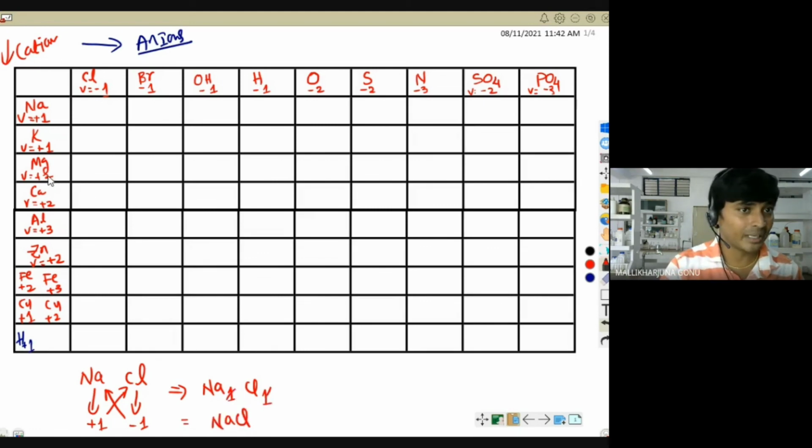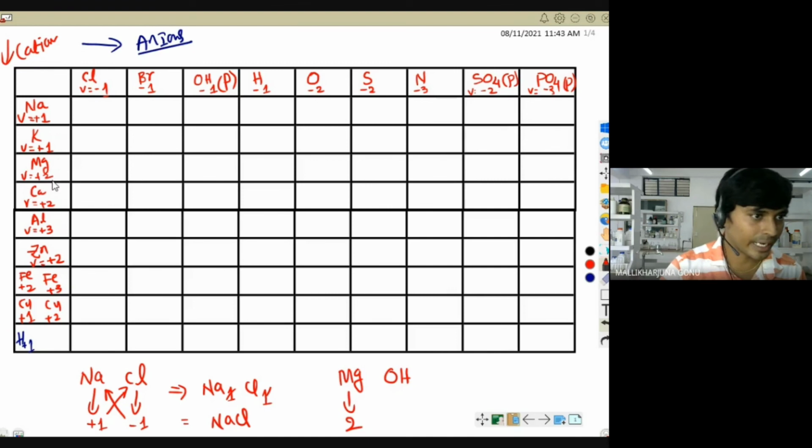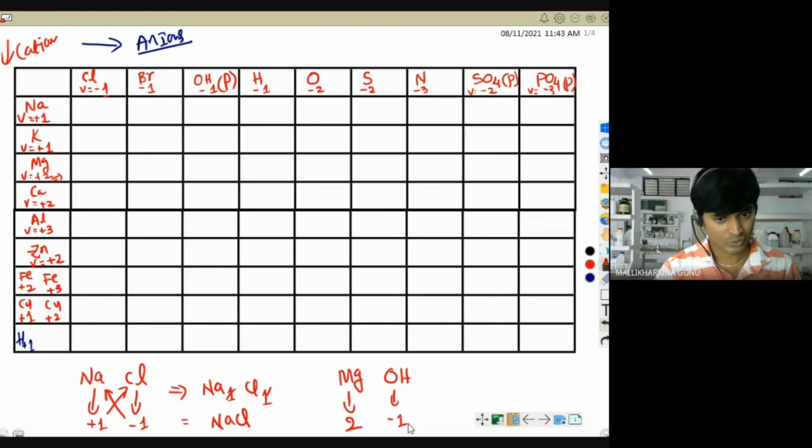For example, magnesium and OH if I want. Polyatomic ions. So these are the polyatomic ions. कौन कौन? OH हो गया इधर, sulfate हो गया. More than one atom you can see. These are the polyatomic ions. So how you can write, for example, magnesium and OH. What will that form? Magnesium and OH. So magnesium valency here is 2. We know I have given here 2. And what is the valency of OH? -1.